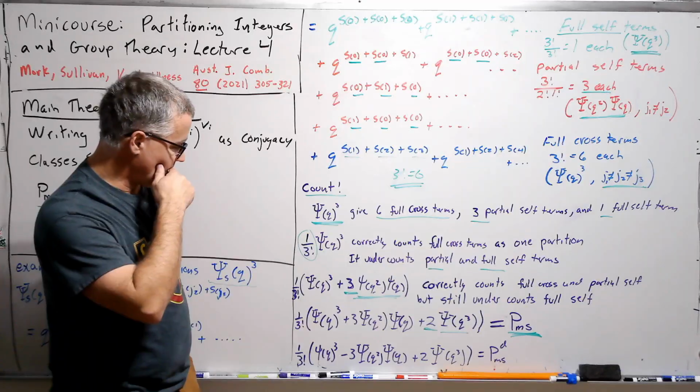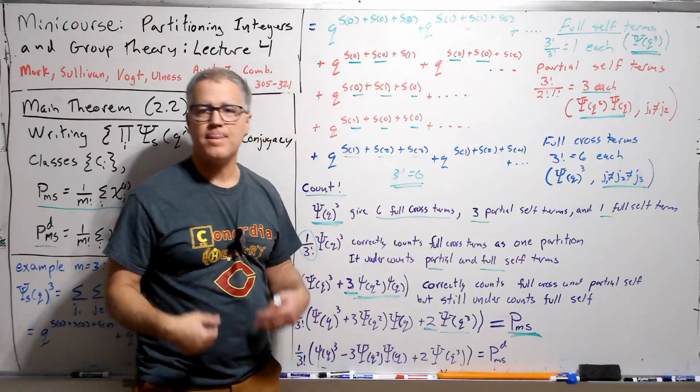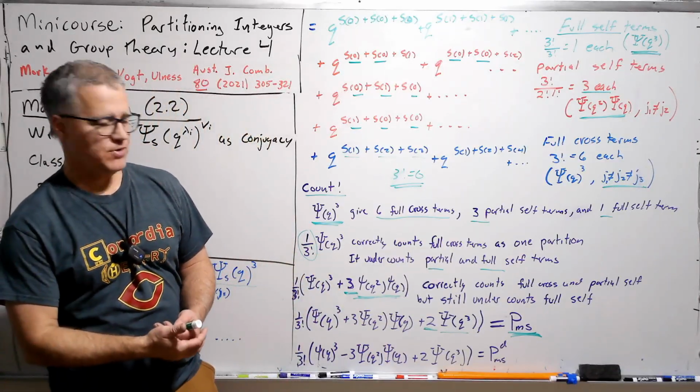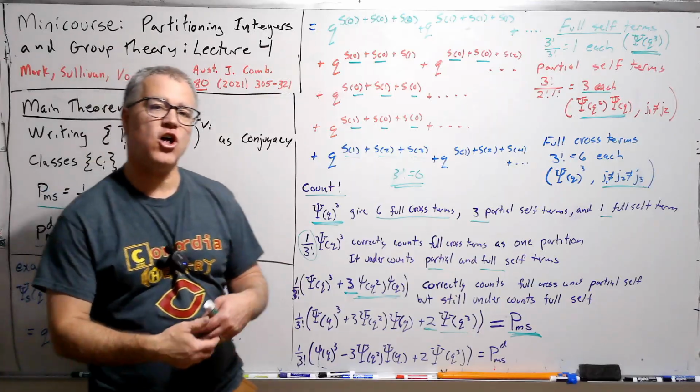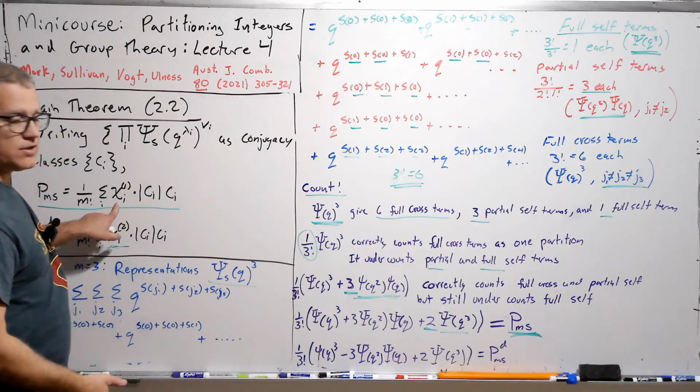Now, where are these coming from? Well, we can just say 1, 1, 1 out in front, right? So that's pretty easy. So that we can call that the characters for the trivial class.